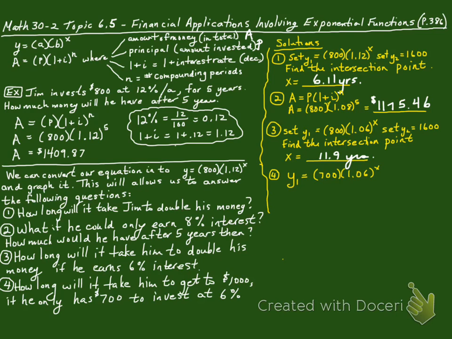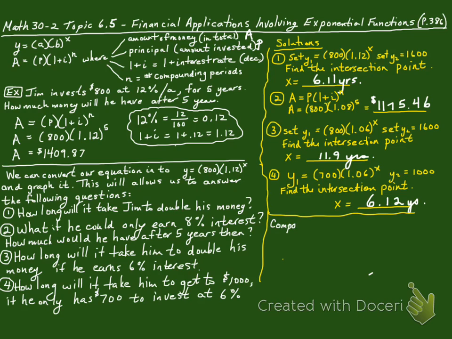Number 4, how long will it take him to get to $1,000? Well, we're going to say y1 is equal to our principal, 700, times 1.06 to the power of x, and y2 is 1,000. Again, find the intersection point, and you're going to find that that's going to be at 6.12 years.